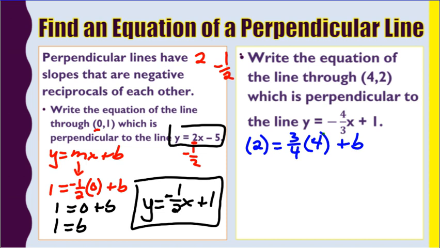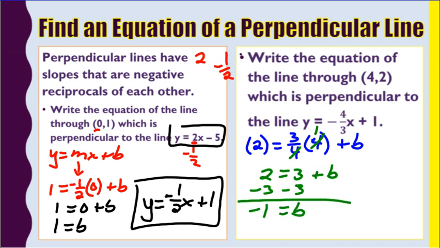So I simplify, 4 divided by 4 is 1, 3 times 1 is 3, plus b equals 2. To get b by itself, I subtract 3. I get a negative 1 equals my b. So my equation would be y equals 3/4 x minus 1.